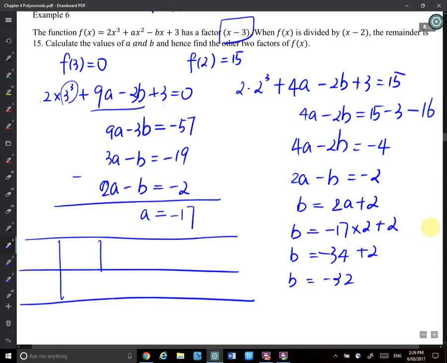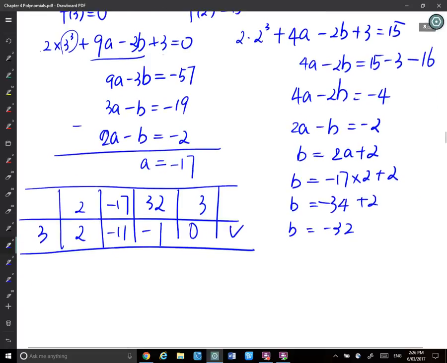I'm not sure if I calculated that correctly. So let's say 2 minus 17 minus negative 32, which gives you positive 32, and I have 3. I substitute 3 in. That is 2. 6 minus that is minus 11. 33 times that is minus 1. Minus 3 plus 3 is 0, which is the correct answer. I can go back to check my answers. Okay, that's the correct answer.